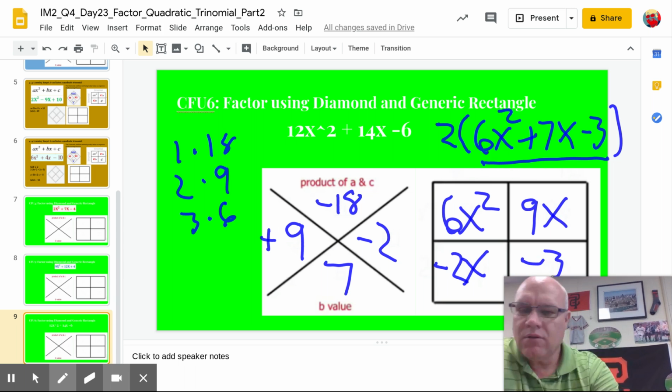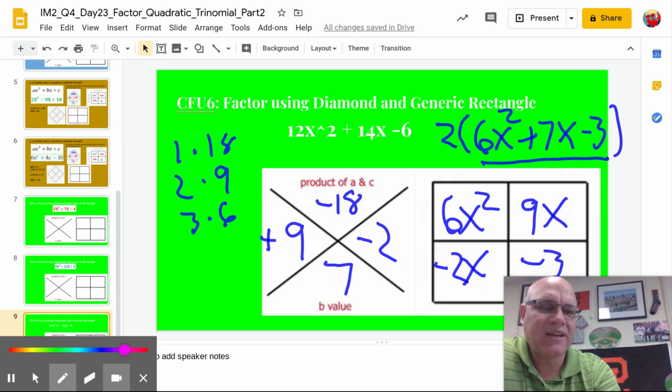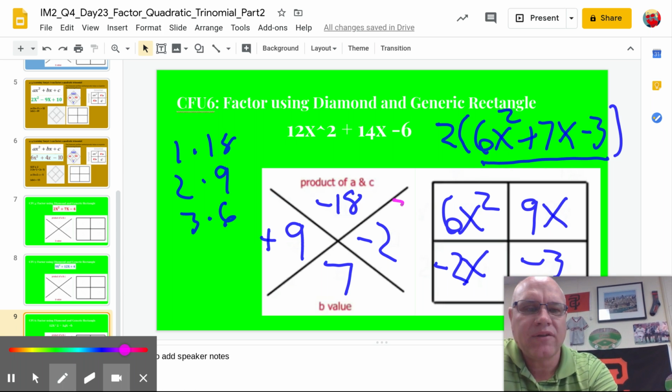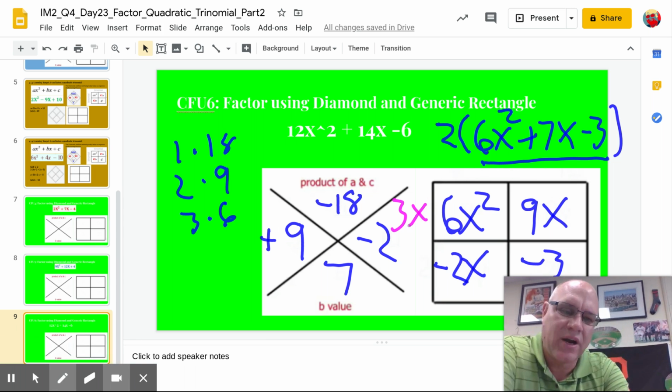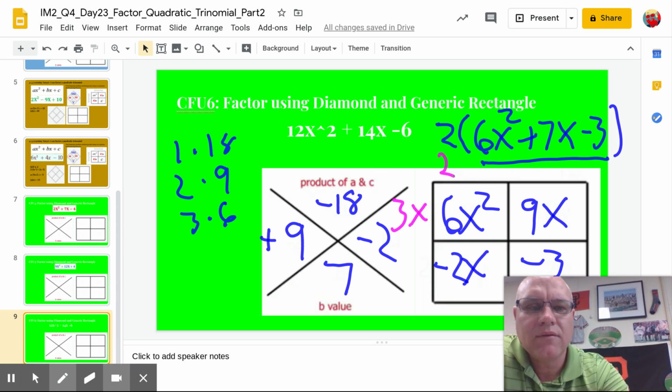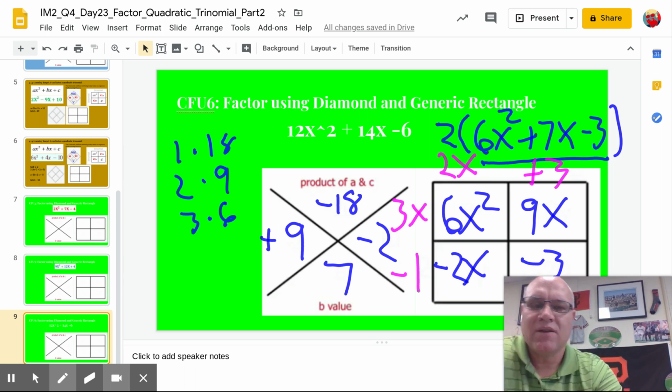Okay, so now we're going to start with our GCF process. Going across the top, 6x squared and 9x, my GCF is 3x. Coming down that first column, for 6x squared and negative 2x, I can pull out 2x. Does that work? 3x times 2x is 6x squared. Yep. 3x times what gets you 9x? 3. And 2x times what gets you negative 2x? Negative 1. Let's double check the bottom right box. Negative 1 times 3 gives us negative 3. Yep, it sure does.